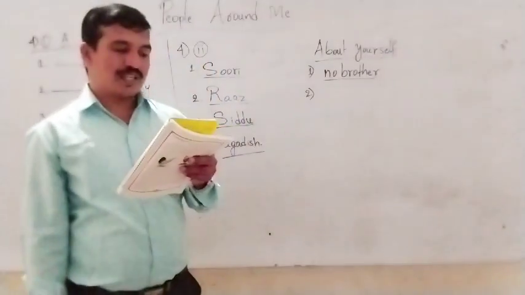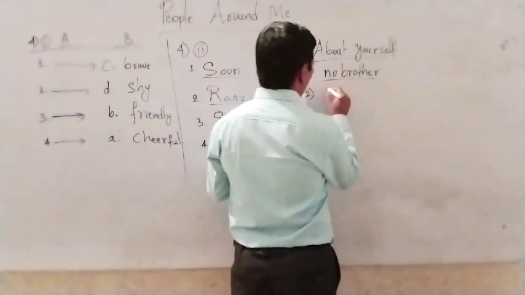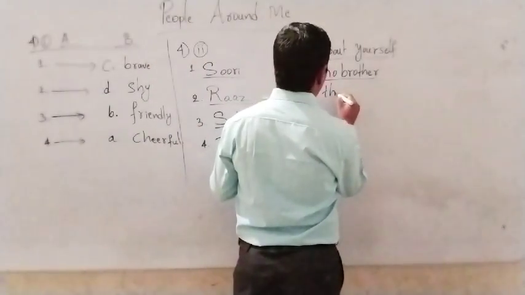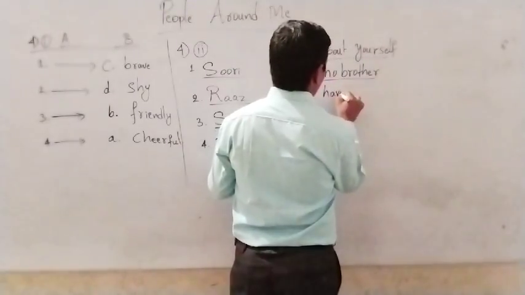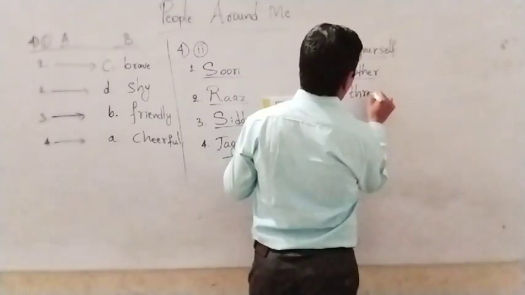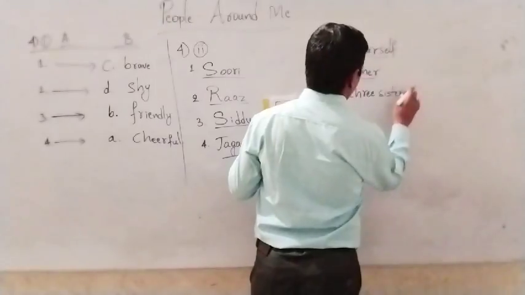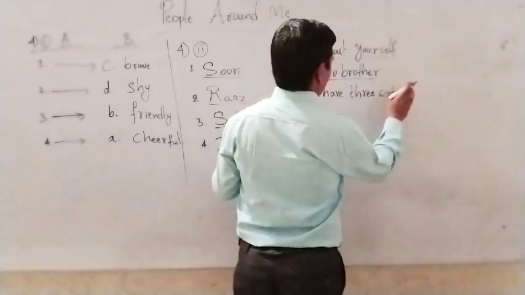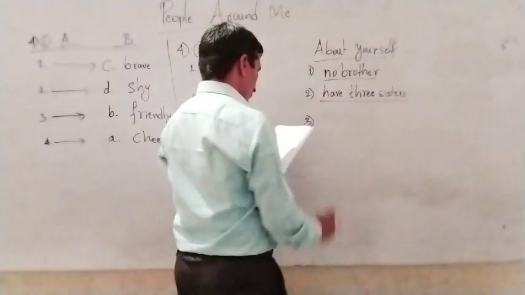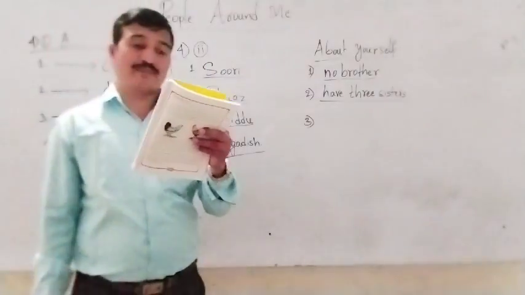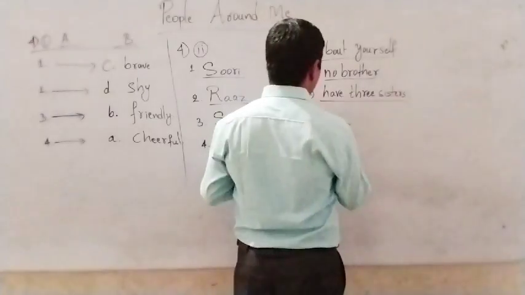And then she has one sister. I have dash sisters. I have 3 sisters. Okay. Then the third one, she has a grandmother. I have a grandmother.